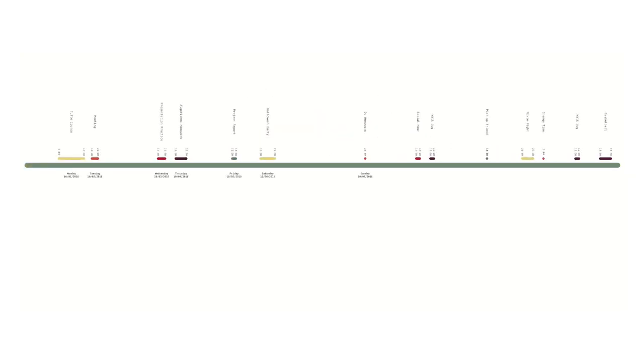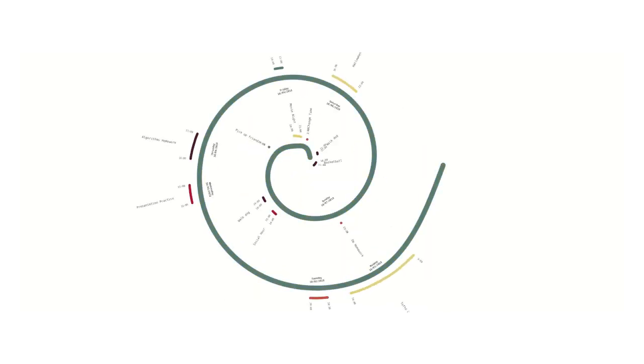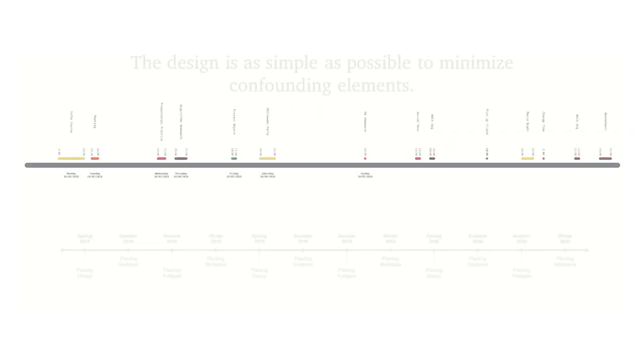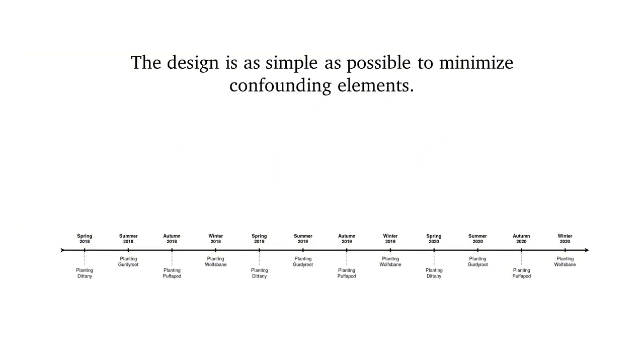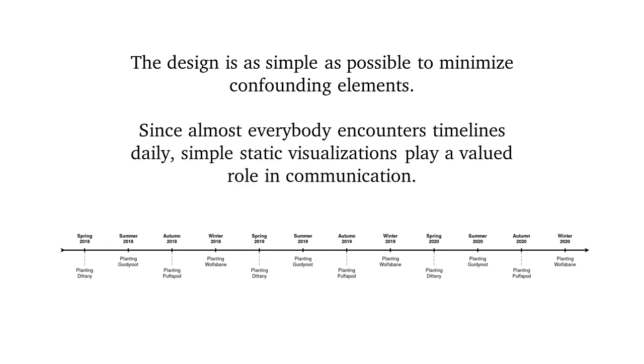We finally decided to settle for 12 data points on every timeline, and all the text had to be horizontal and there would be no time spans, and the text would use a plain Arial font. Our horizontal timeline ended up looking like this. The data and tasks we ended up using, as well as the designs, are extremely simple. We argue that to fully understand the effect of the shape on speed and accuracy, we must start from the simplest datasets and tasks. Another reason behind the simplicity is that timelines are extremely widespread. Since almost everybody encounters timelines daily, simple static visualizations play a valued role in communication.